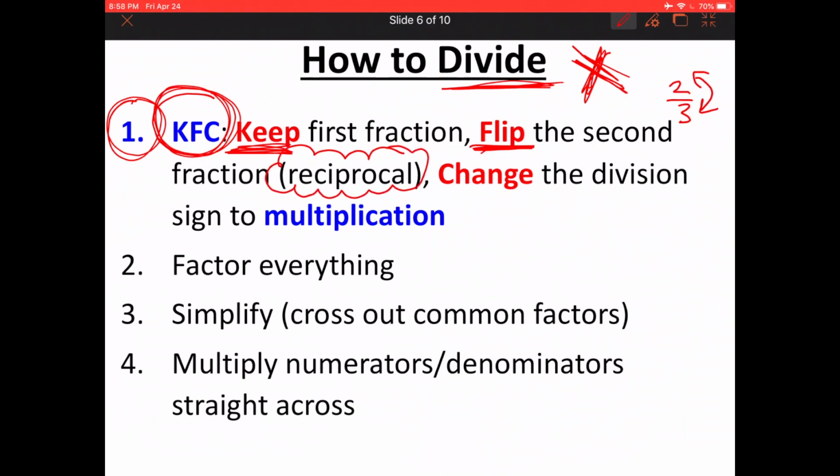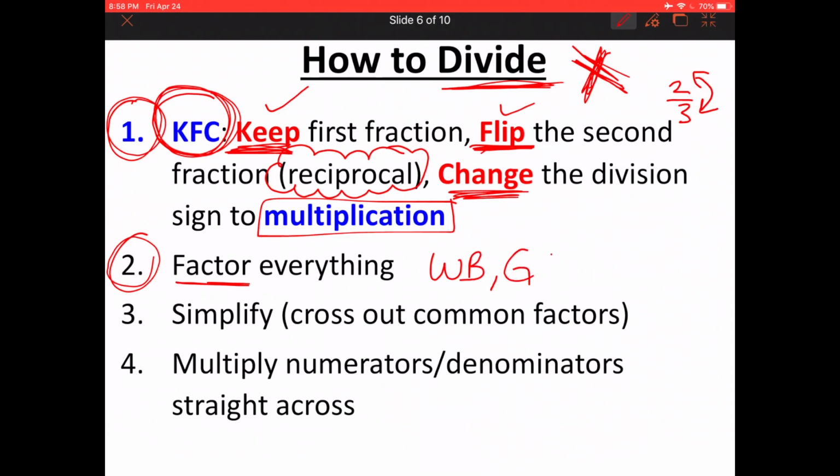So we're going to keep the first fraction, flip the second fraction, and we change division to multiplication. Since we can never divide fractions, we have to change it to multiplication. That's why we call it KFC, just a nice easy way to remember. Keep, flip, change.